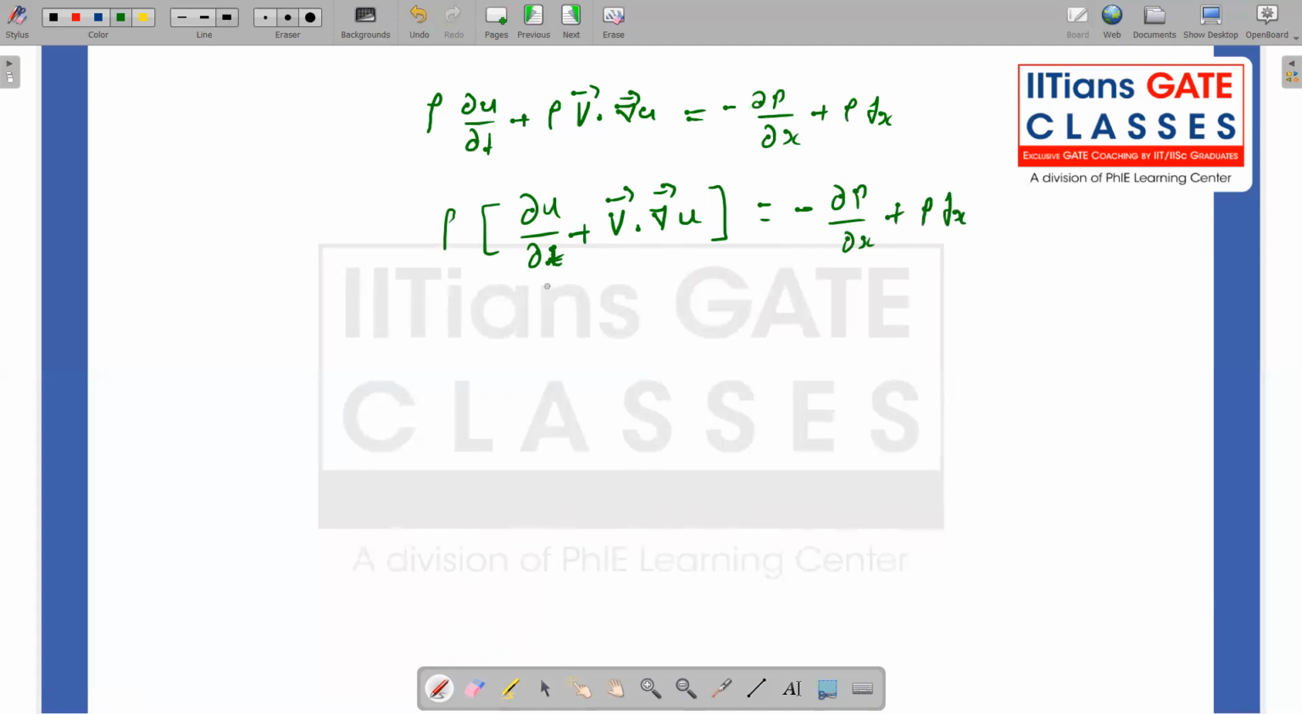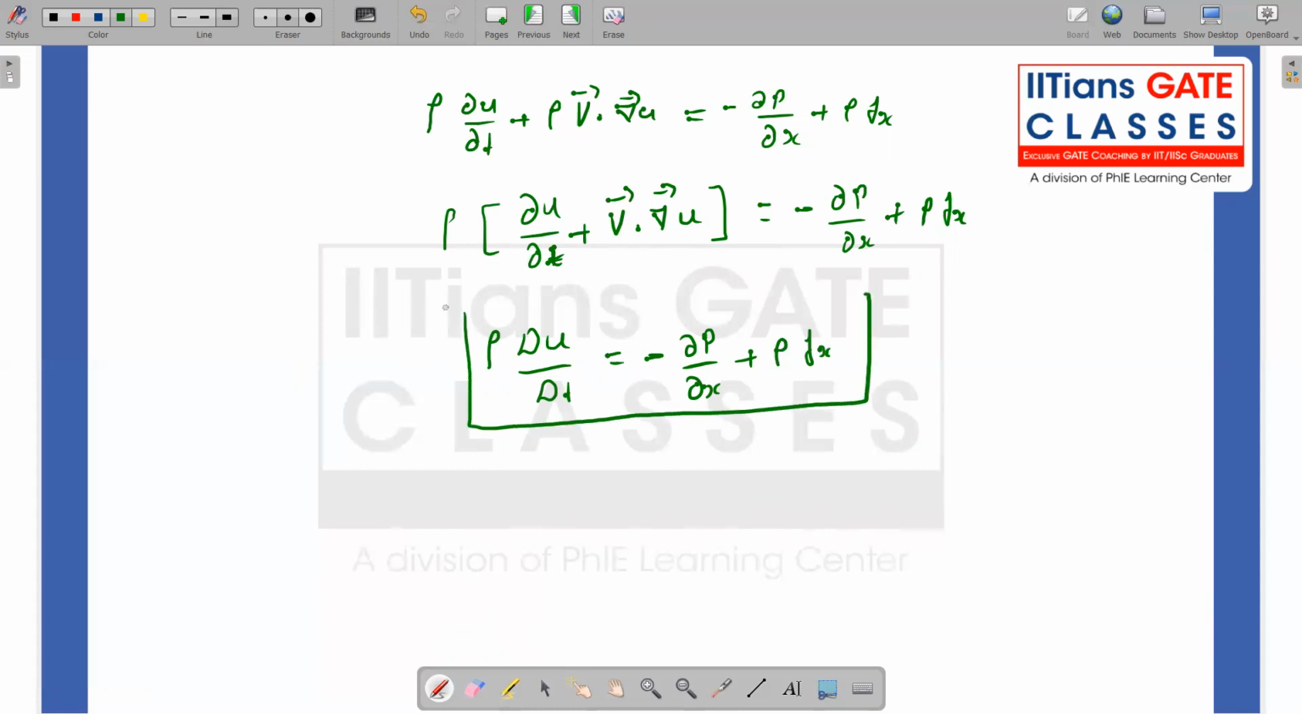So this is again a total derivative of a scalar, that is a component of velocity in the x direction. So I can write rho du/dt, the total derivative, equal to minus ∂p/∂x plus rho fx. This is the well-known momentum conservation in the u direction.